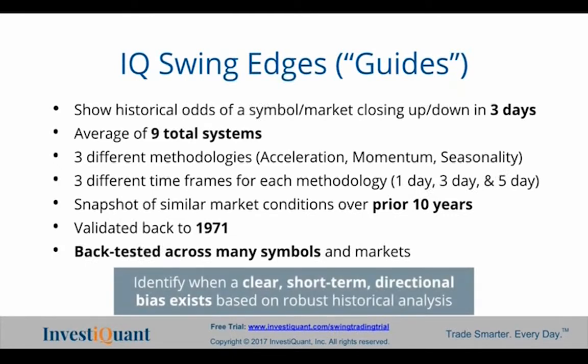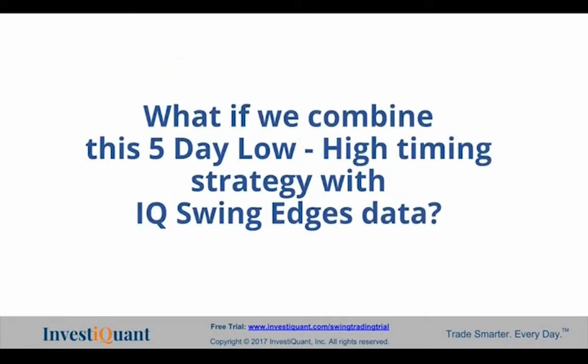Okay, and basically what we're looking to do is identify when there's a clear short-term directional bias. All right, so what if we combine the 5-day low-high timing strategy with some swing edges data? That gives me more confidence in taking a trade rather than simply saying, oh, we're at a 5-day low, I'm going in. I want to know we're at a 5-day low, and I've got some other things suggesting there might be an edge here.